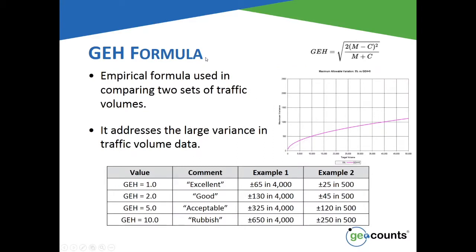So this GEH formula, a very useful statistic that was developed 30 years ago, maybe 40 years ago, and we have adopted it to help describe the error in the data. And so there's some sort of rules of thumb here. When the GEH value is 1 or less, you call that excellent. 1 to 2, it's good. If it's between 2 and 5, it's acceptable. And if it's 5 to 10 or more, it becomes rubbish.